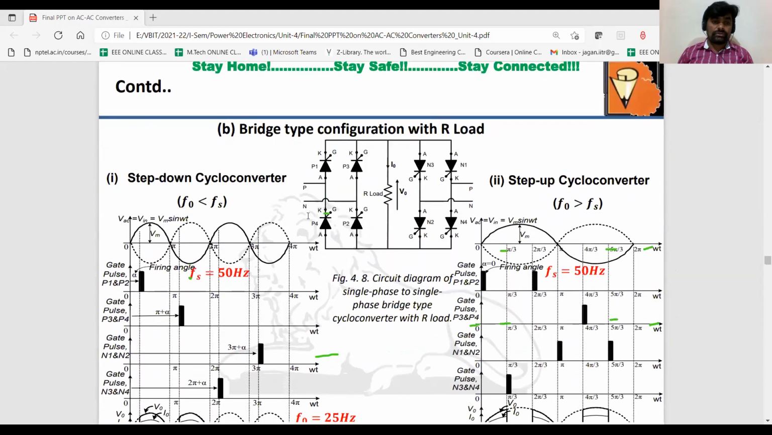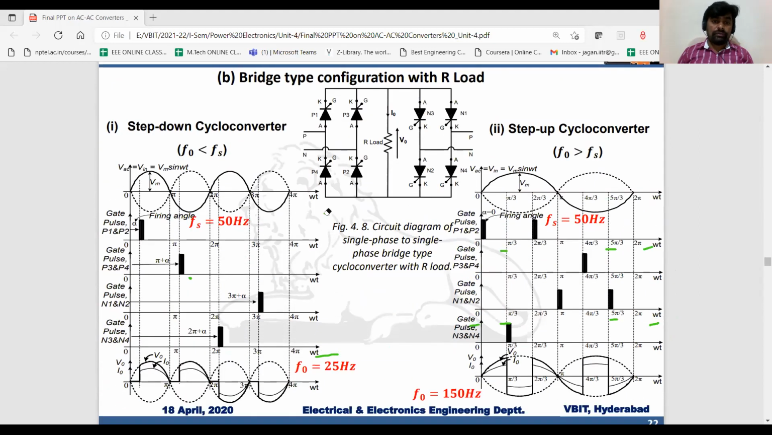I will try to convert the 50 Hz supply to a 25 Hz output frequency, and I am also going to control the output voltage waveform. As you all know, by triggering the thyristor at the respective time interval, we can control the output voltage.